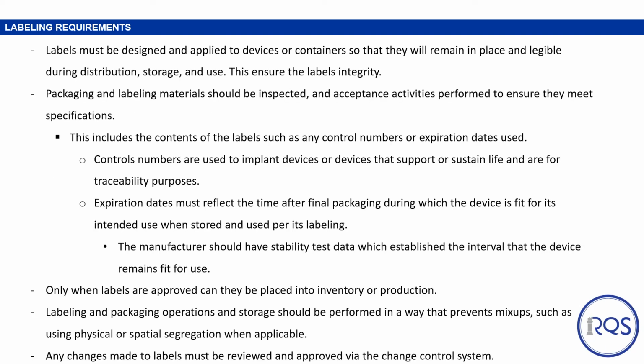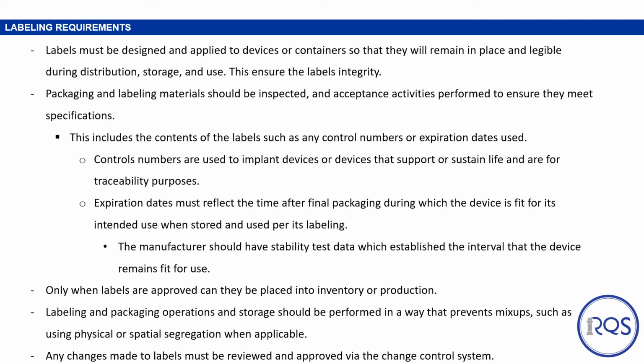Per the FDA, labels must be designed and applied to devices or containers so that they will remain in place and legible during distribution, storage, and use. Upon receipt, packaging and labeling materials should be inspected and acceptance activities performed to ensure that they meet specifications. This includes the contents of the labels, such as any control numbers or expiration dates used.